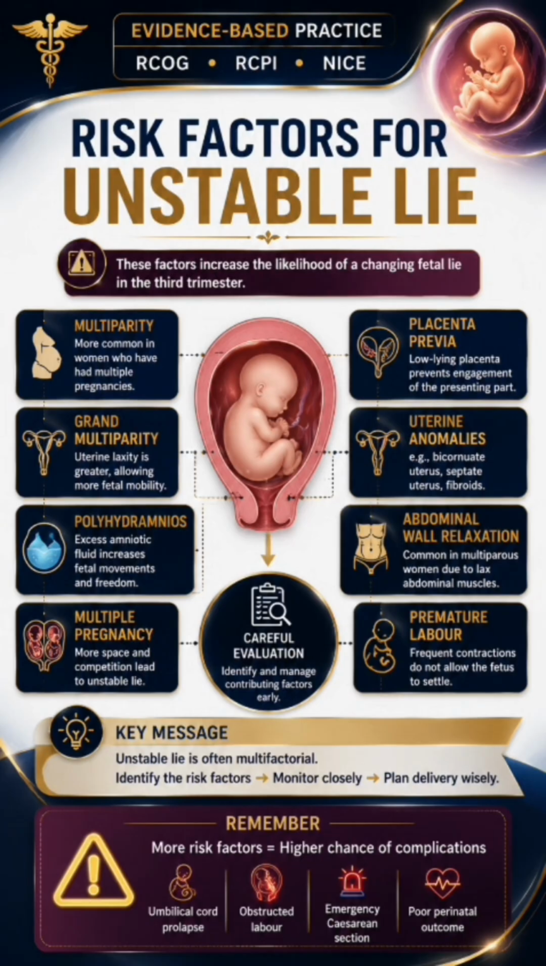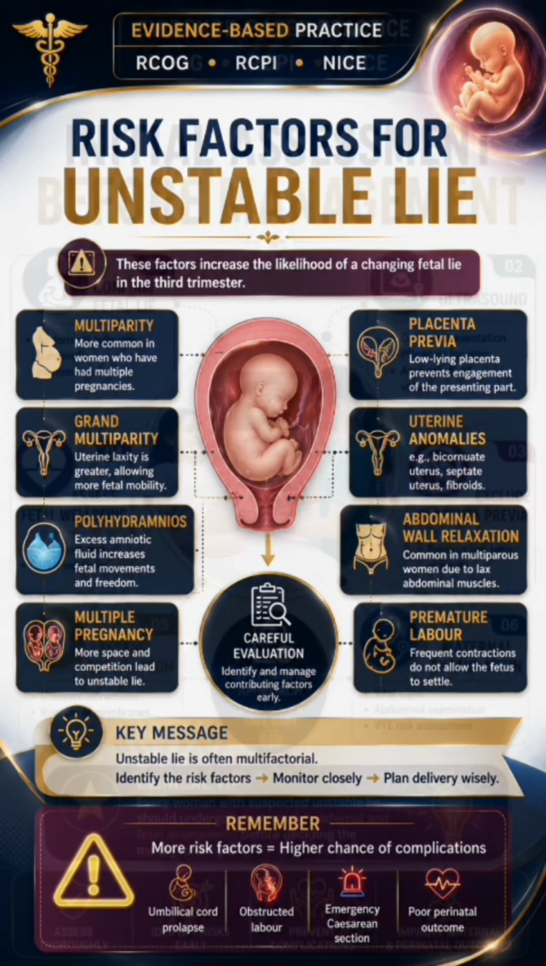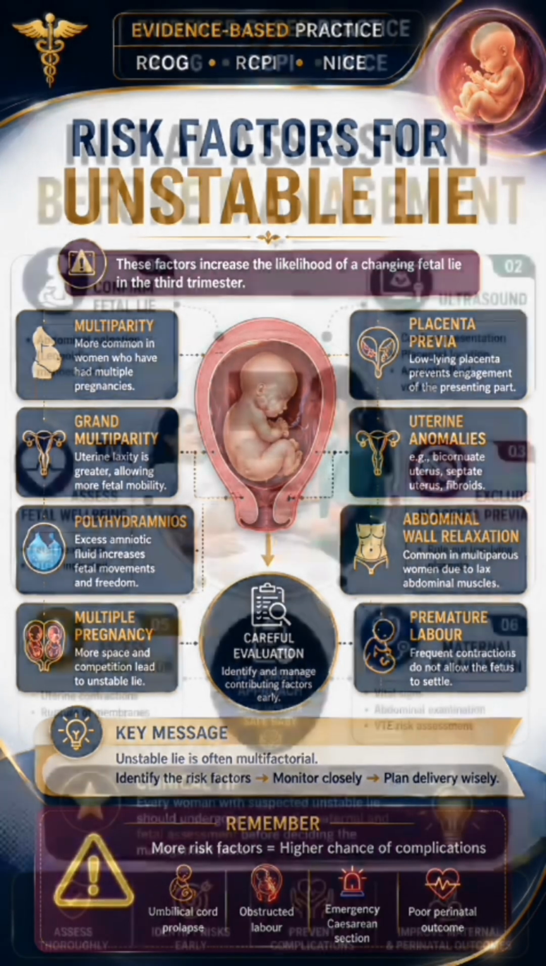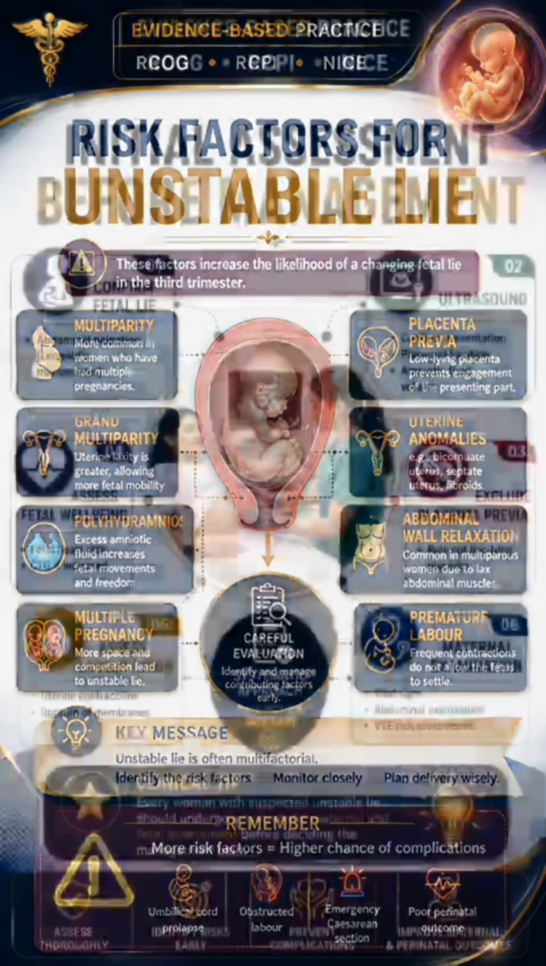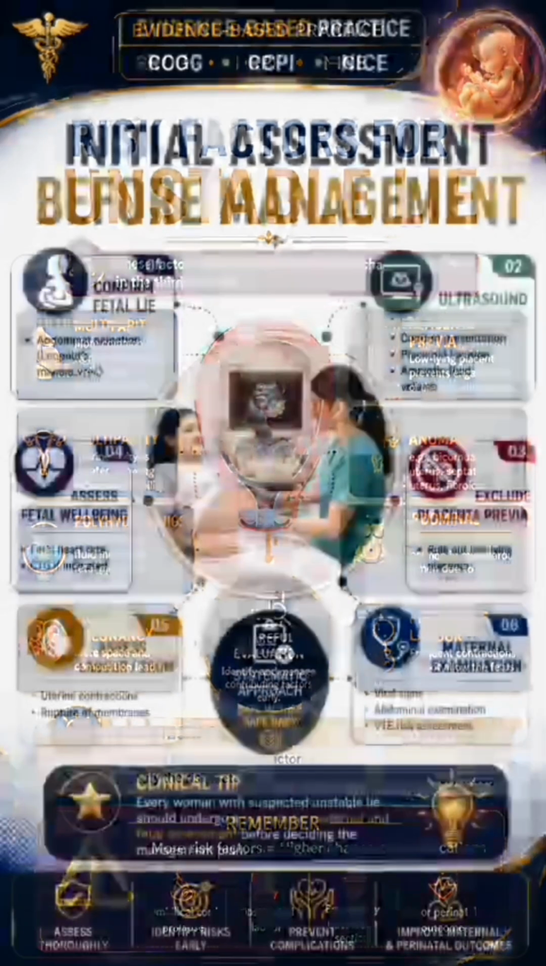Women with uterine anomalies such as bicornuate uterus or septate uterus. Multiple pregnancy, an important risk factor, particularly after delivery of the first twin. Finally, abdominal wall laxity and preterm labor may also contribute to preventing the fetus from settling into a stable longitudinal position.